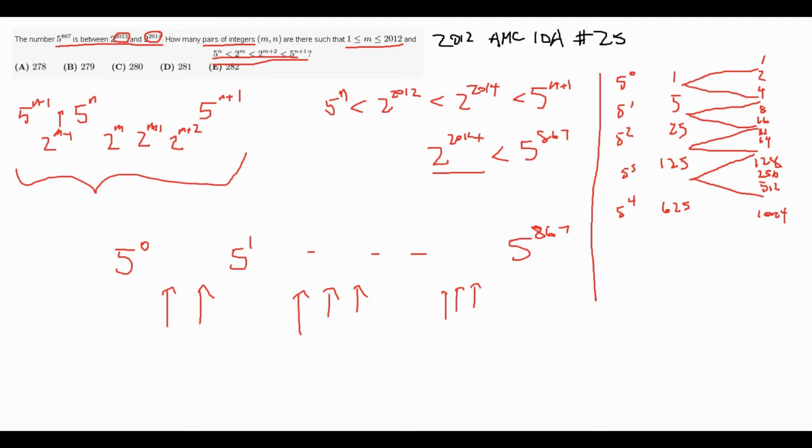So let's suppose that we have a power of 5, 5 to the power of n, and then a power of 2, 2 to the power of n, a power of 2 to the n plus 1, and a power of 5, 5 to the n plus 1. Okay, let's put another one here.